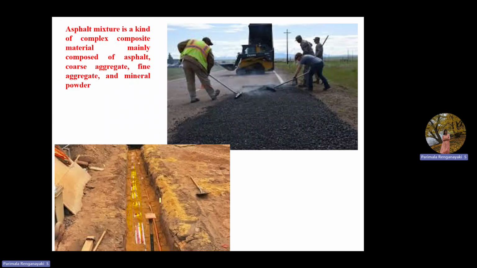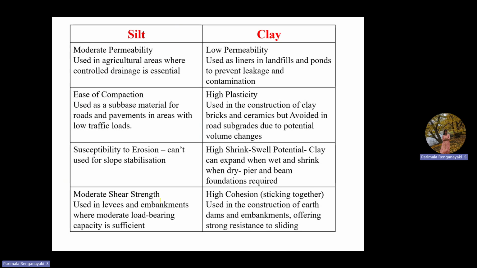Then other example, silt and clay. So what is the use of silt? Moderate permeability, used in agricultural areas where controlled drainage is essential. Ease of compaction, so used as a sub-base material for roads and pavements in areas with low traffic. Susceptibility to erosion, so can't be used for slope stabilization.